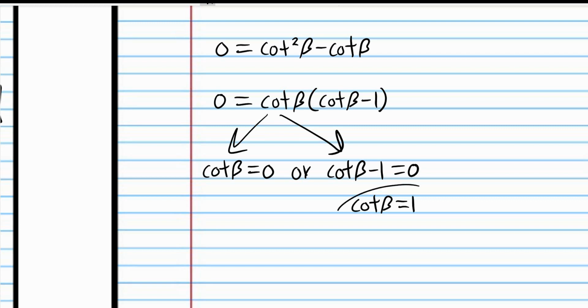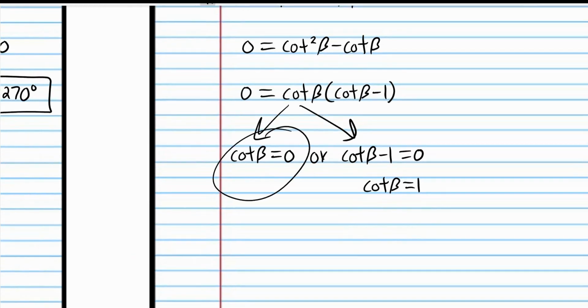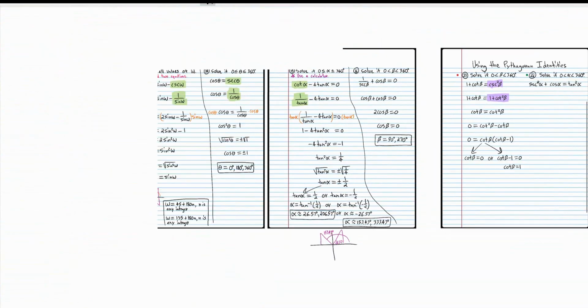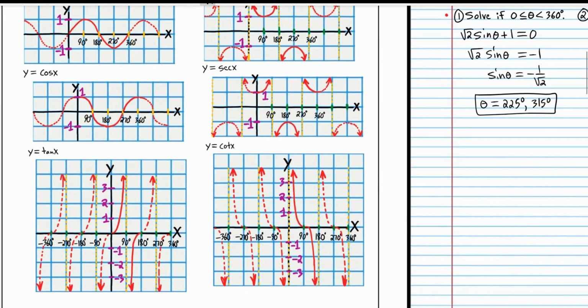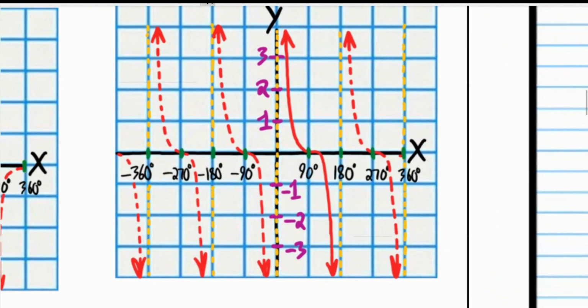So if we solve this equation, we get cotangent beta is equal to 1. So this is a collapsed triangle. We want to know all the points on the cotangent curve where cotangent is equal to 0. And so we have 90, negative 90, negative 270, and all those points are 180 degrees apart. So it looks like we can start with 90 and just add 180n, multiples of 180.